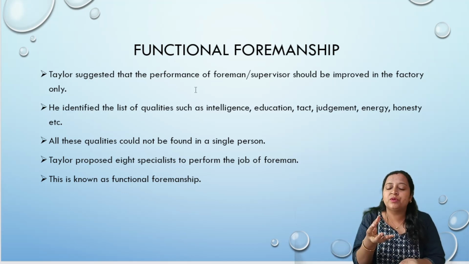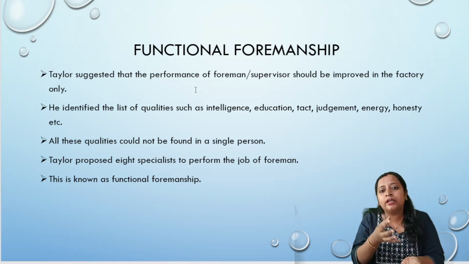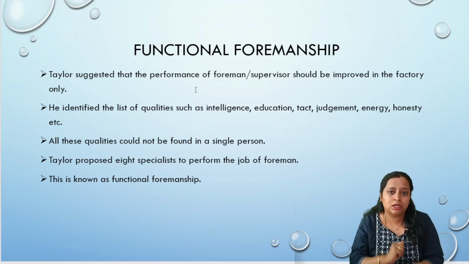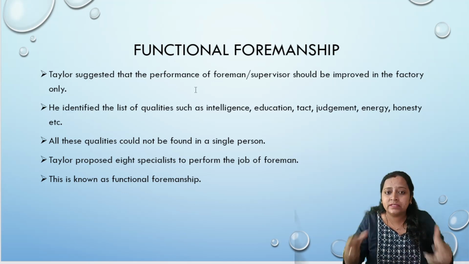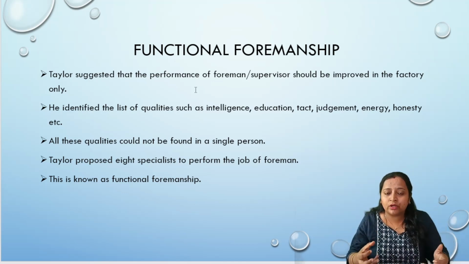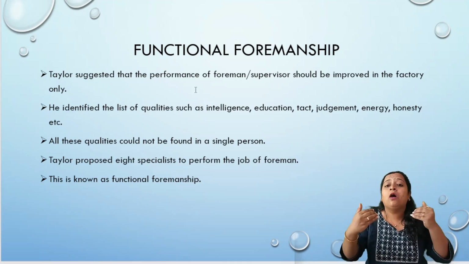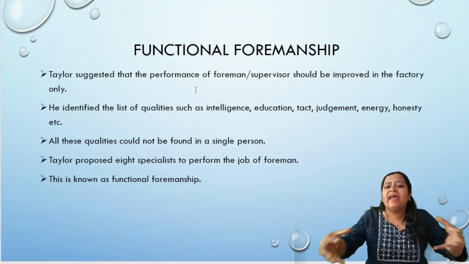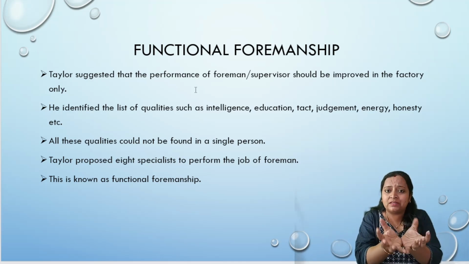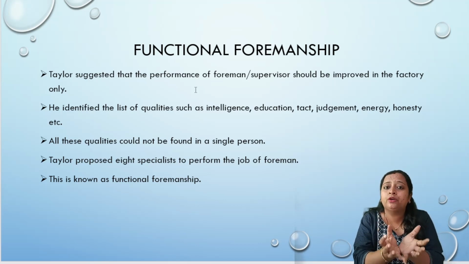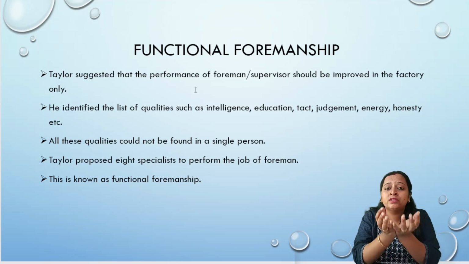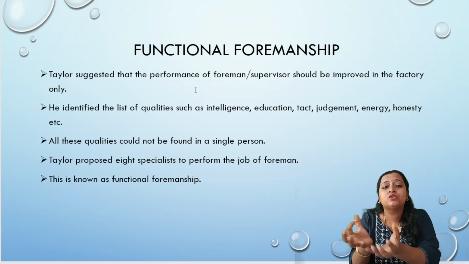So what will these people do? These people have daily face-to-face contact with the workers. They are the main persons for increasing or decreasing productivity, or for minimizing or maximizing the cost. Everything lies with the person called the foreman. This foreman plays a very, very important role. He is the one person who is in direct contact with the workers to get the work done.